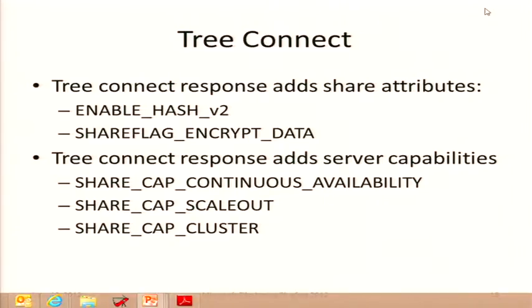Yeah. Tree Connect response adds server capabilities. There's a couple of these things that are server capabilities which appear depending on what share has been accessed. Continuous availability, scale out, and cluster are these 3 attributes of the share. They interact in funny ways. I'd encourage you to look at the document about some of these things. They mean slightly different things. They indicate slightly different features, if you will, that the server implements.